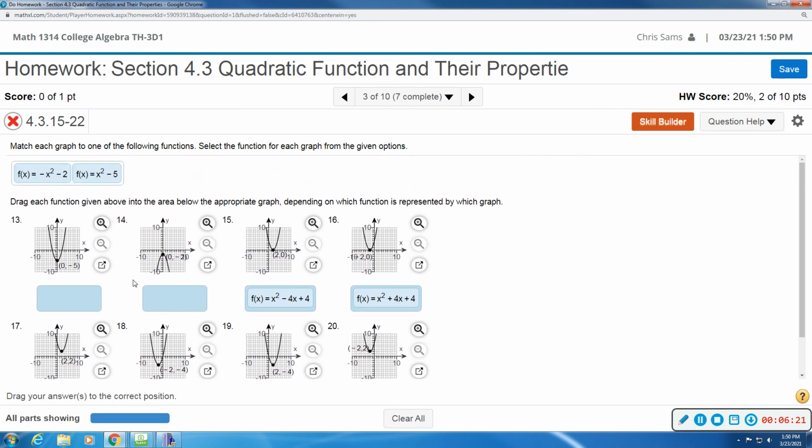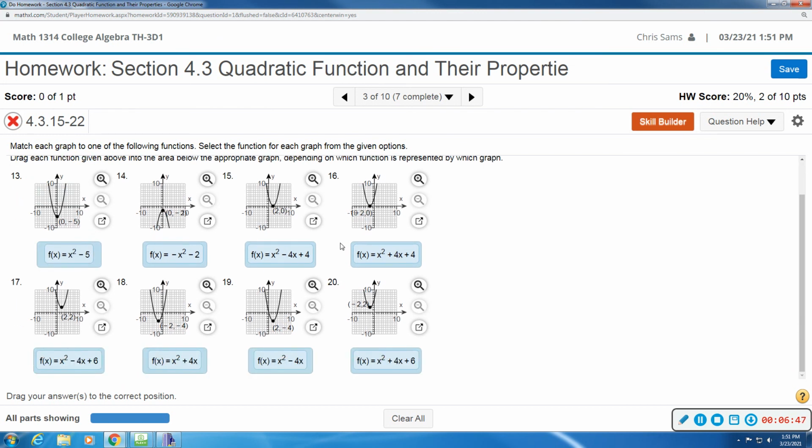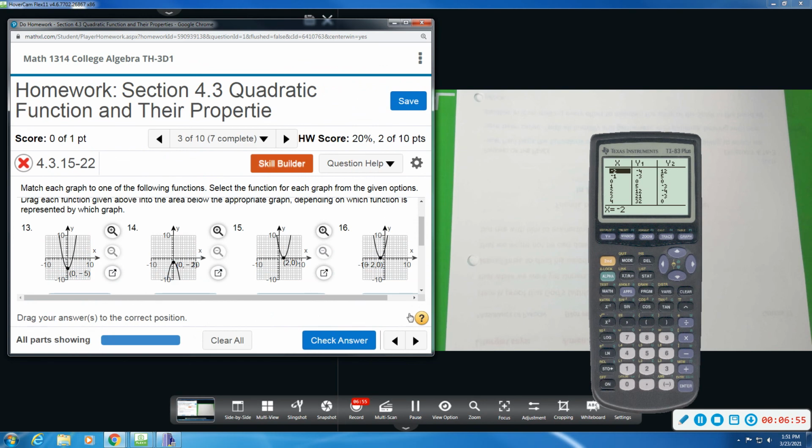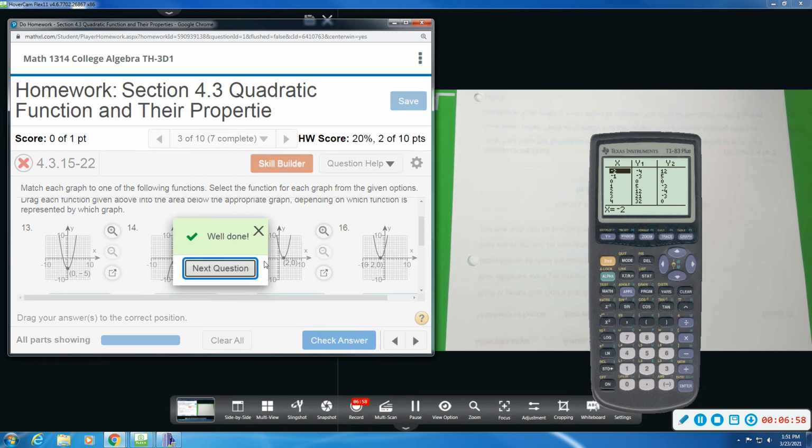All right, and then we have our last two. And these are not so bad because one has a negative out front, which means it's opening down, and there's only one that's opening down. By process of elimination, our last one will be opening up and crossing at a y-intercept of -5. And we can see 0, -5 here. So this is how I would recommend you match your graphs. Let's check. I've got to minimize this so I can check, and they give us the OK.